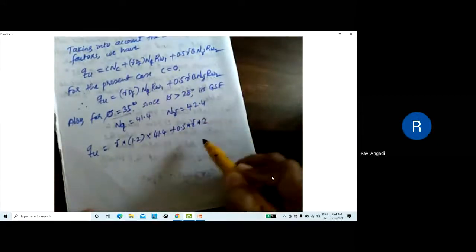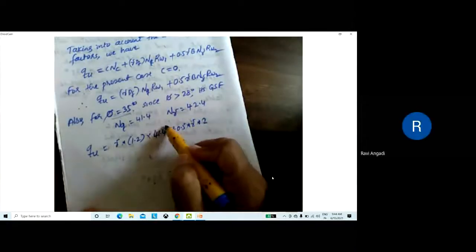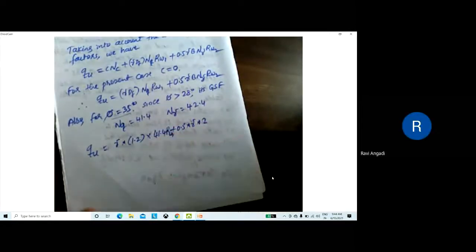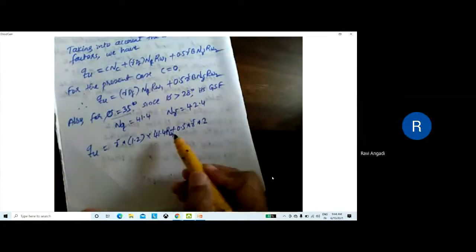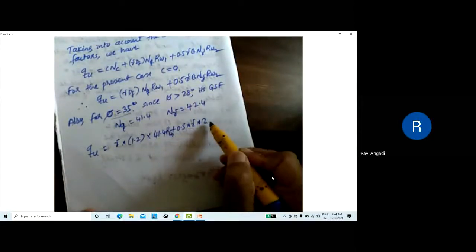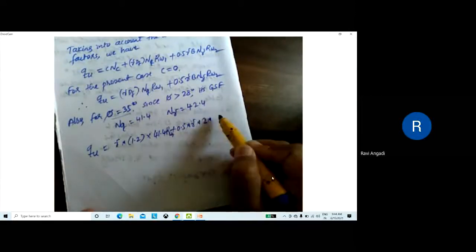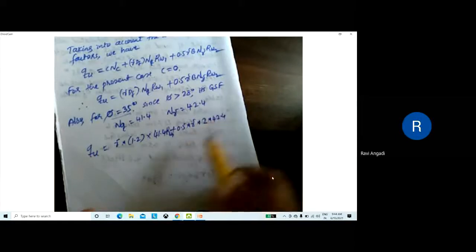Is it 2? Sir, we have to write RW1 also, no, sir? Here RW. I forgot to write RW1. Write RW1 here. Okay, plus 0.5 gamma into 2. What is N gamma? 42.4. RW2.